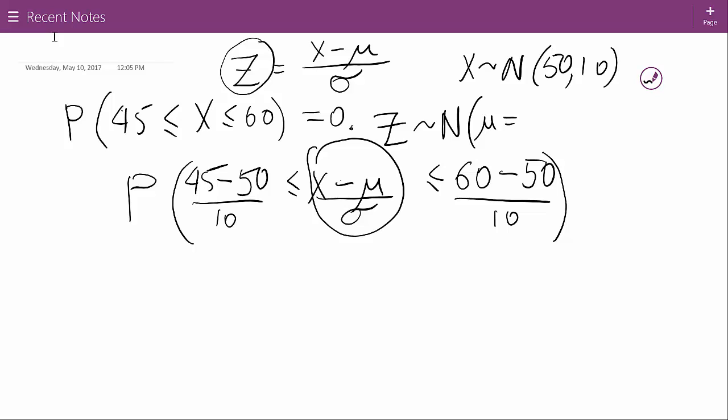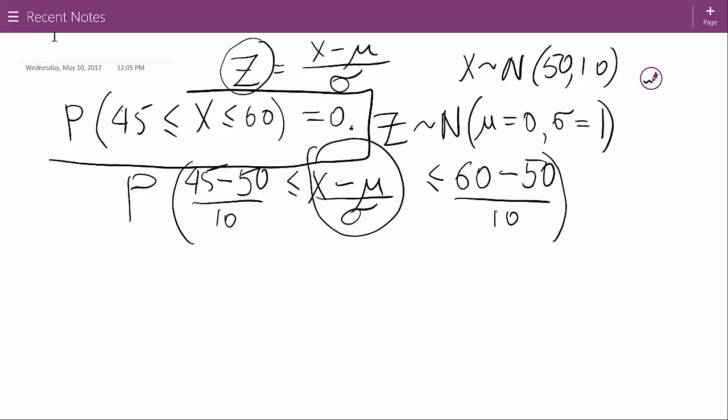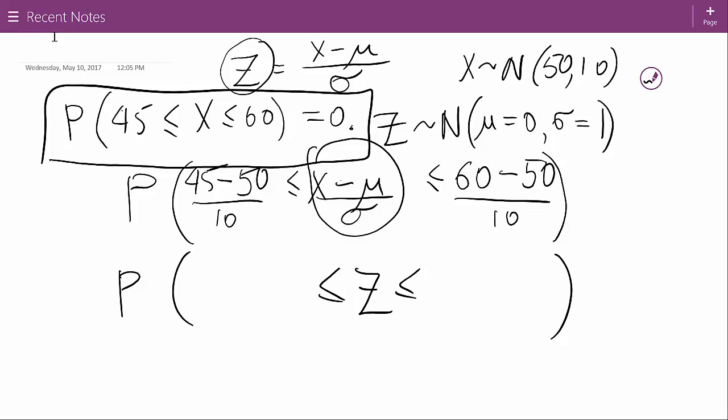Standard normal mean is equal to 0. Yep. And the standard deviation of 1. All right. So my original question, what's the probability that the computer gets assembled between 45 to 60, is the same thing as to ask, what is the probability that a standard normal variable is between something and something else? Okay, what's the first something?